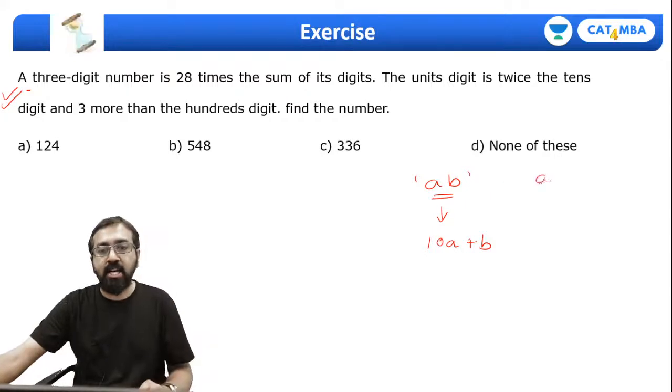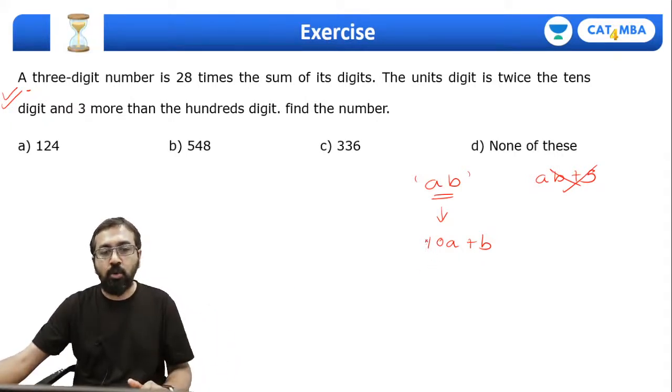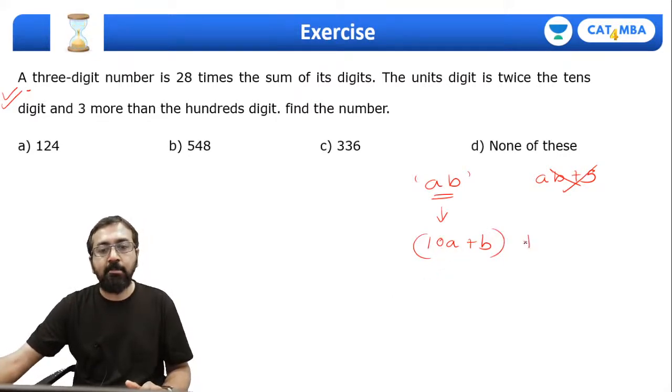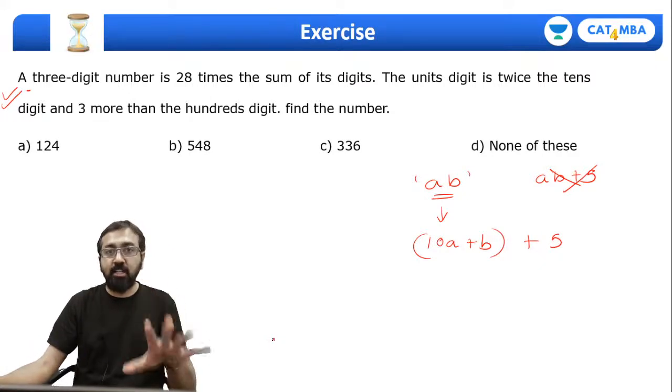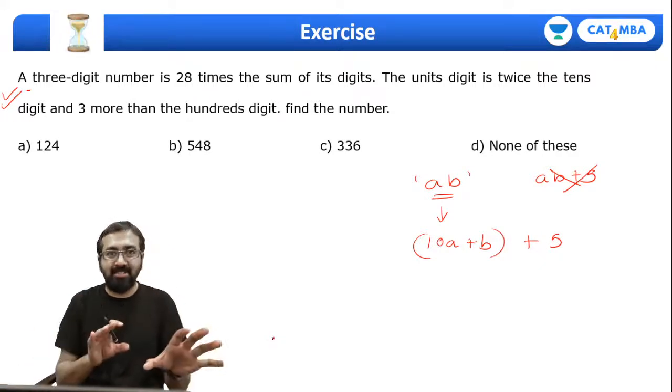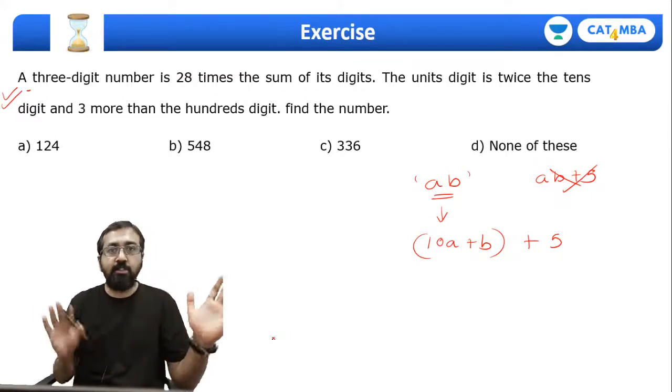5 to that, so we can't write it this way, AB plus 5, ऐसे नहीं लिख सकते. We always perform mathematical operations with the value of the number. So how will I write if I want to add 5 to this number? I'll write 10A plus B plus 5. Remember this point, particularly in the questions where we are talking about digits. If we take a 2-digit number as AB, if we take a 3-digit number as ABC, and so on and so forth.